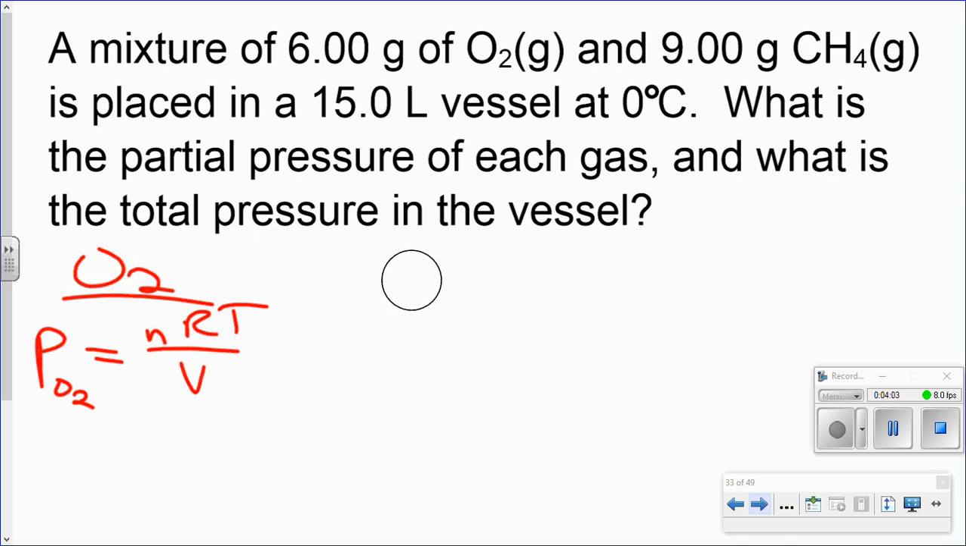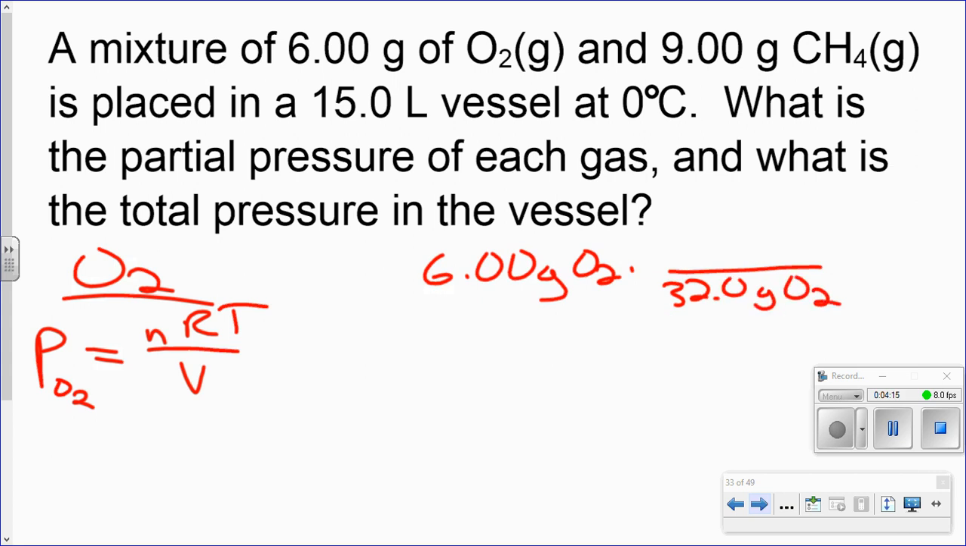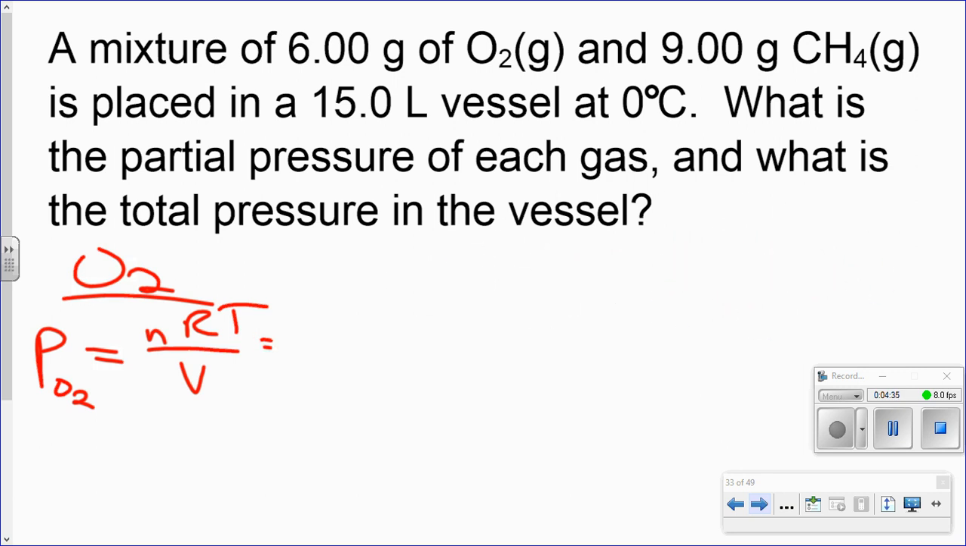Okay, so moles. We're stuck already. Doing a quick calculation, we take our 6 grams of O2, and 16 times 2 is 32 for the molar mass of O2. Moles of O2 is 6 divided by 32, which is 0.188. Let's plug that into our n here. So 0.188 moles of O2.